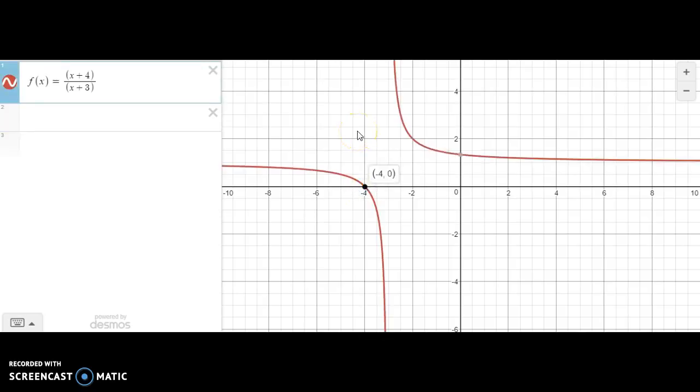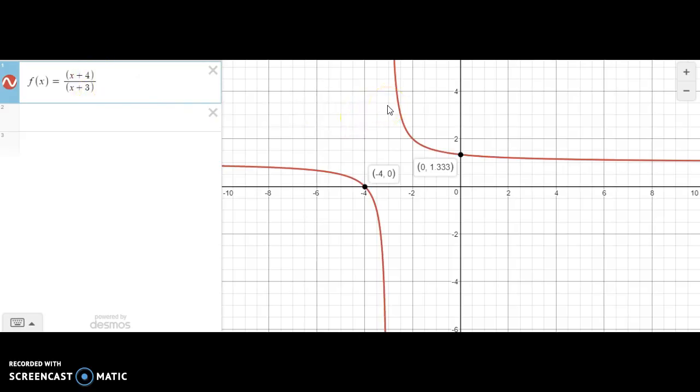Then you're going to find your y-intercept. So to find that, you just look where it crosses over the y-axis. So that's going to be 0, 1.3 repeating. And there are no holes in this function because the numerator and denominator do not share any factors.